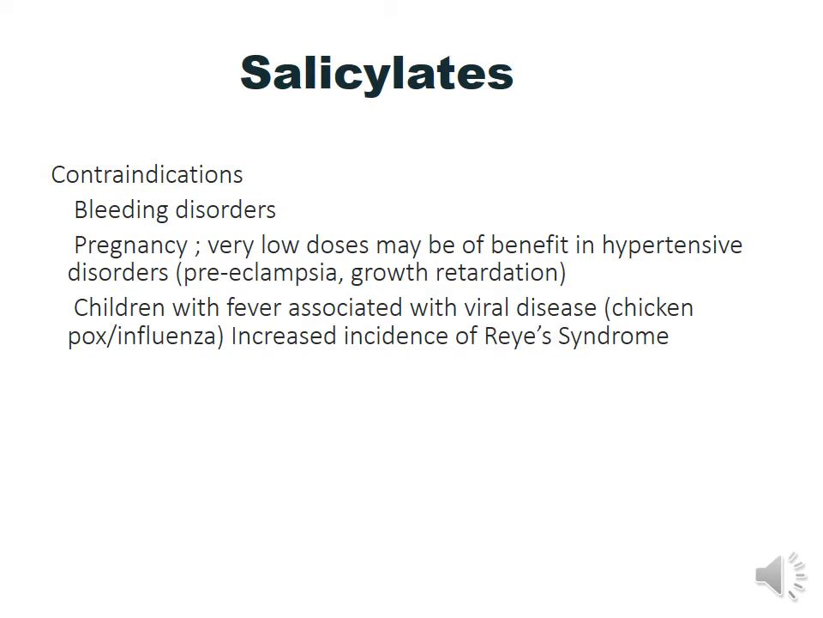So obviously contraindications would be things like bleeding disorders. You don't want to add insult to injury and make them even more prone to bleed. In some cases you may see some pregnant patients receiving this, but it's not very often. It's thought to maybe help with things like preeclampsia, but clinically I've not seen too much of it being used. And the other big thing to note here is that you do not want to give salicylates to children who've had fever associated with viral disease, because we worry about the increased risk for Reye syndrome.